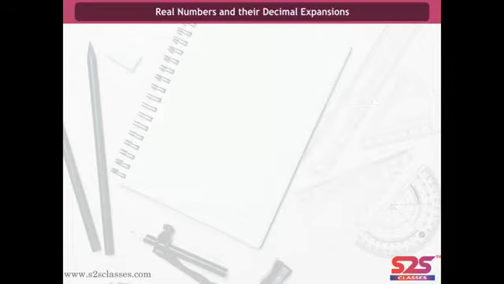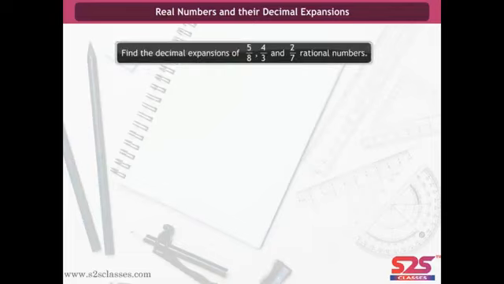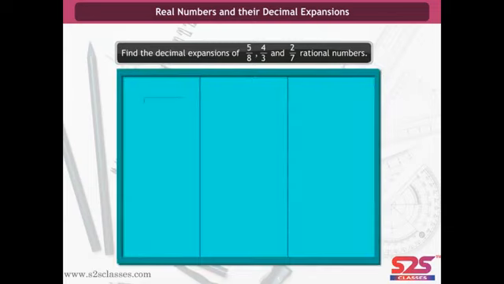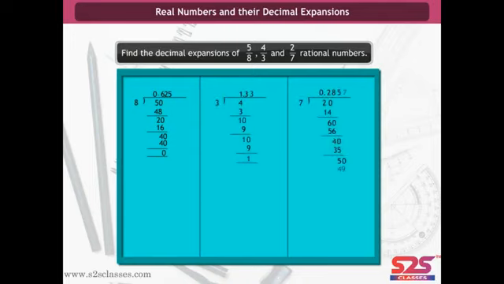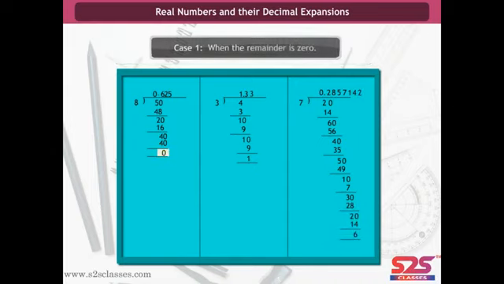Real numbers and their decimal expansions. Let us start with a few examples of rational numbers. Find the decimal expansions of 5 by 8, 4 by 3 and 2 by 7, which are rational numbers. We use the long division method here. As we can see, in one case the remainder is 0 and in the other two cases it is not. Therefore, we can have two separate cases.